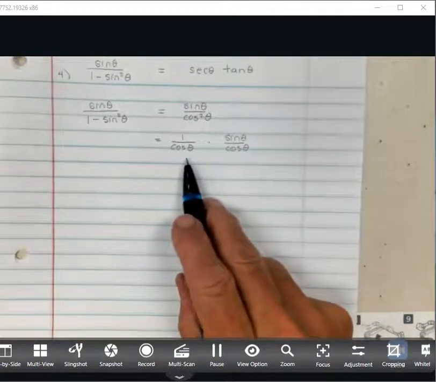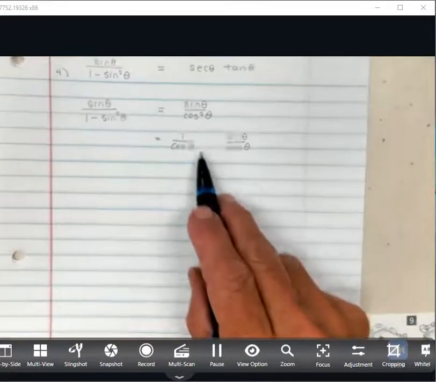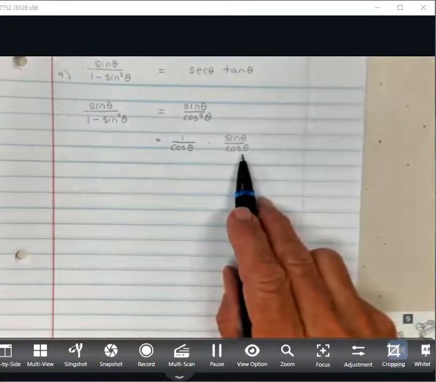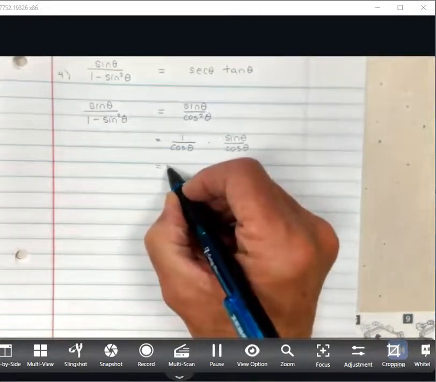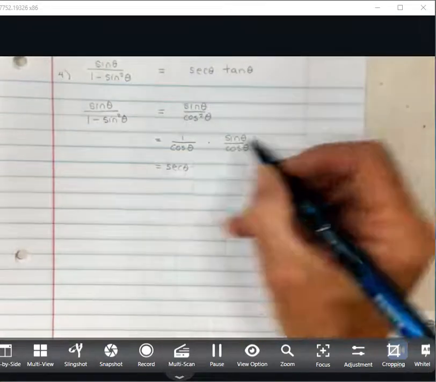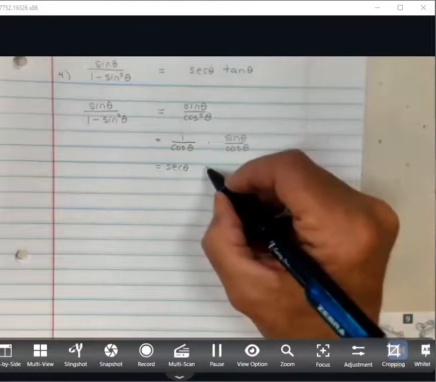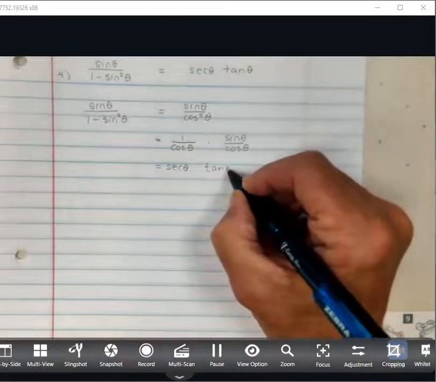Right? If you multiply 2 fractions, you multiply straight across. So I just peeled it apart so that it fit my needs. 1 over cosine is the secant. Sine over the cosine is the tangent. And I'm done.